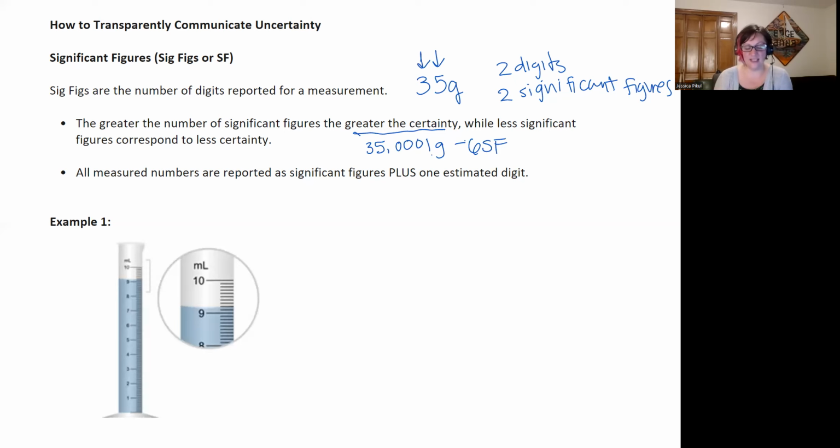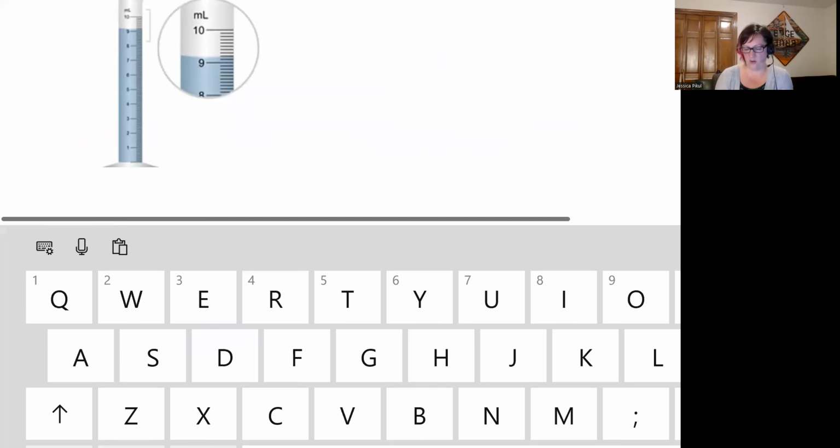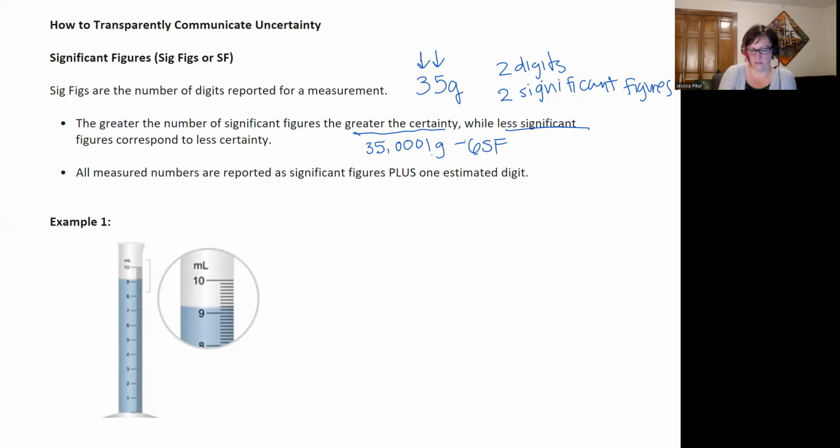Something with fewer significant figures would be if I had a measuring device that reported the same object that weighs 35 grams as really weighing 30 grams. Here I have just one significant figure, and so I have something that is just not as accurate at weighing.